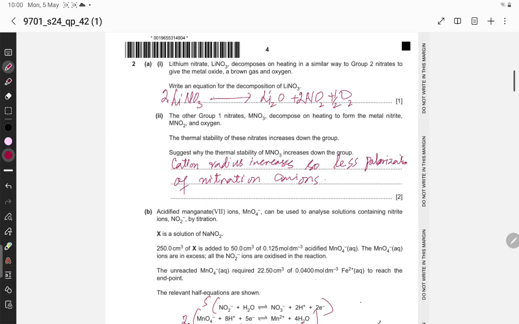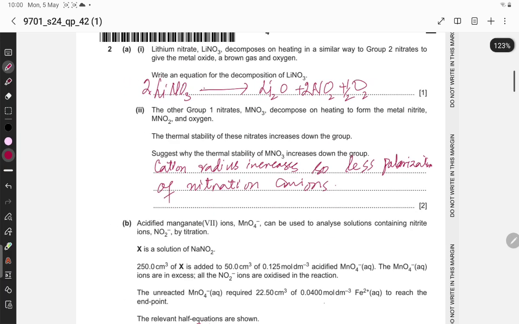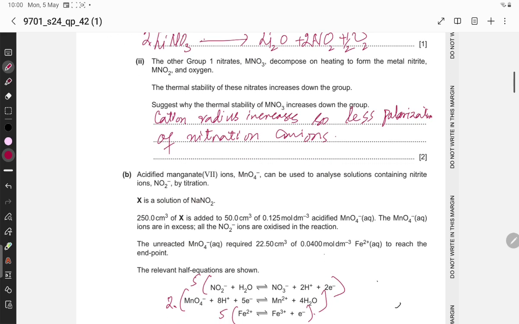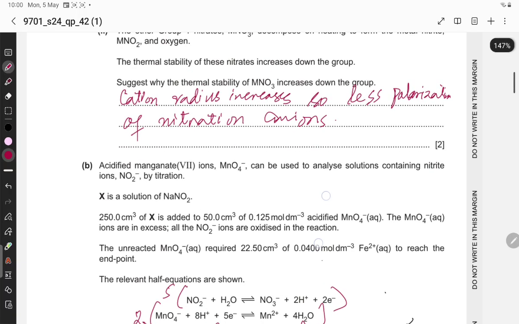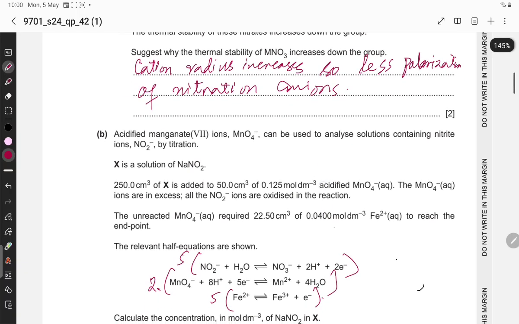Question number 2, lithium nitrate decomposes on heating in a similar way to group 2 nitrates to give the metal oxide, a brown gas and oxygen. Write an equation for the decomposition of lithium nitrate. So lithium nitrate on heating decomposes into lithium oxide, nitrogen dioxide and oxygen gas. The other group 1 nitrates decompose on heating to form a metal nitrite and oxygen. The thermal stability of these nitrates increases down the group.